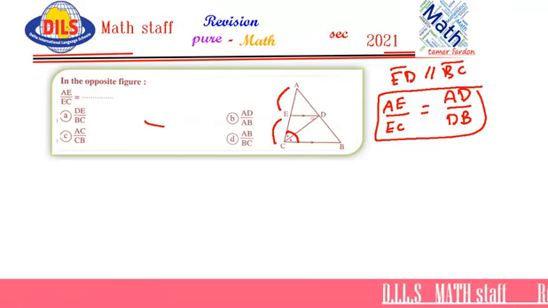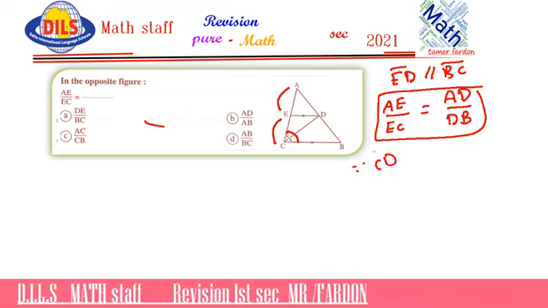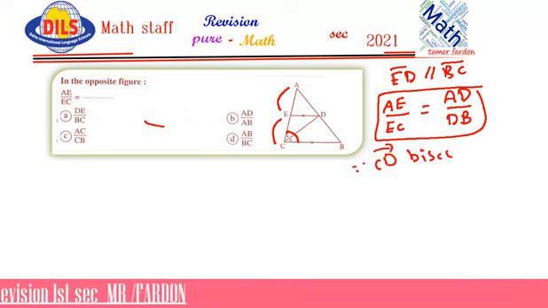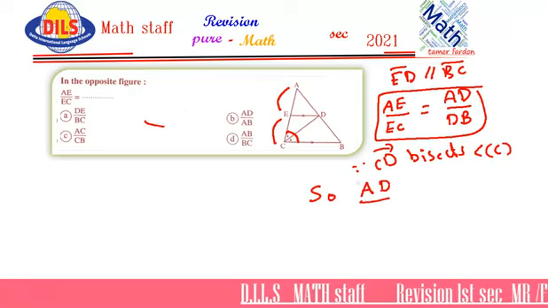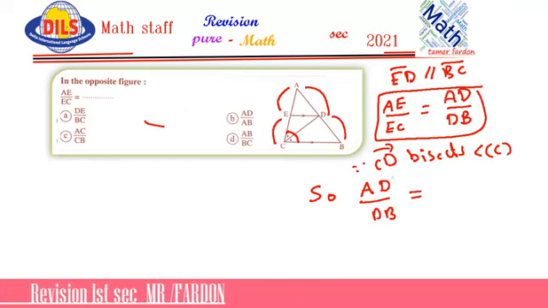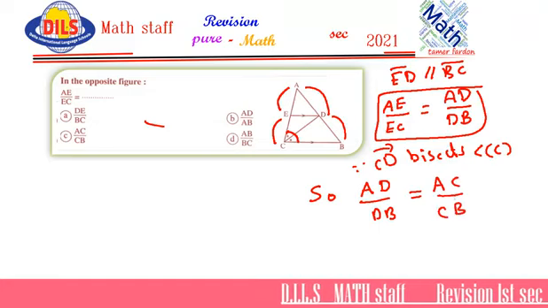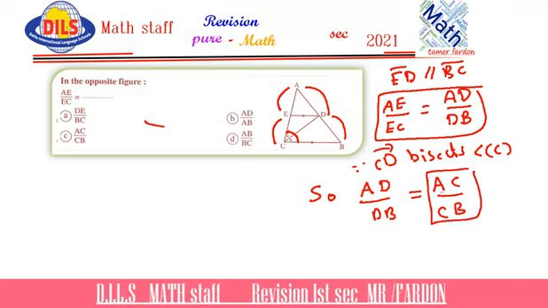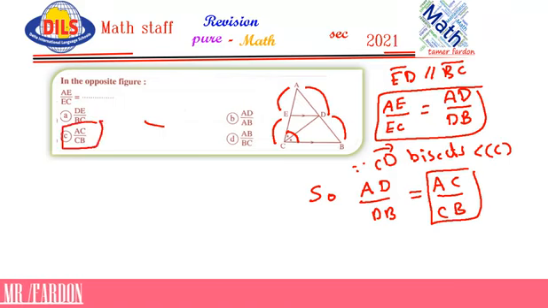But from the angle bisector, since CD bisects angle C, AD over DB equals AC over CB. So the correct answer is AC over CB, number C.